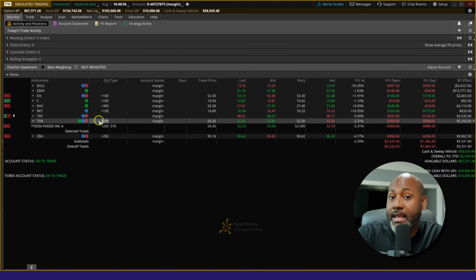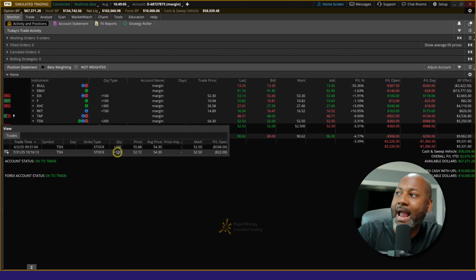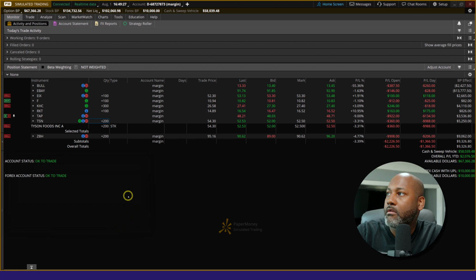When we click on any column that gives us more information or details about the positions, let's say we had a specific intent for these shares that we purchased. To the left, there's an icon right there. If you click that icon, it gives you the ability to type in a note. So we can say sell at 55 and click save.